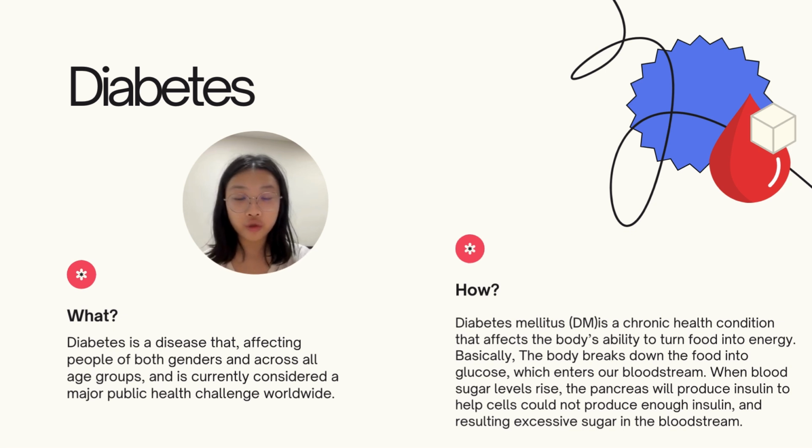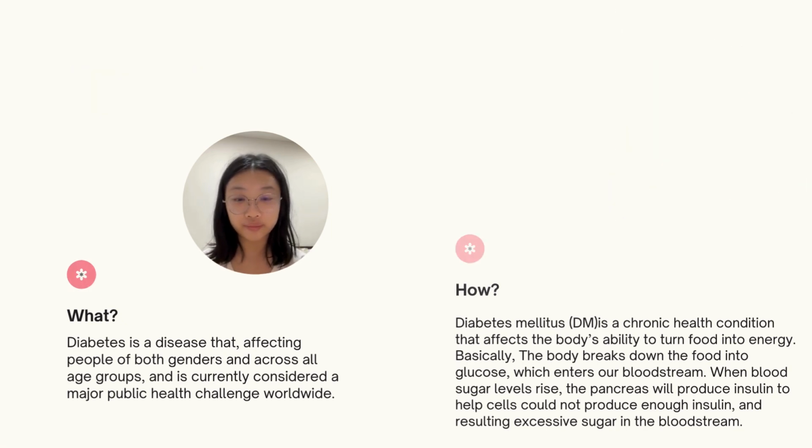When the blood sugar level rises, our pancreas will produce insulin to help cells. In diabetes, cells could not produce enough insulin, resulting in excessive sugar in the bloodstream.